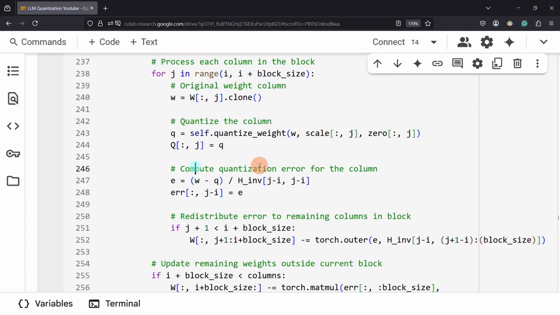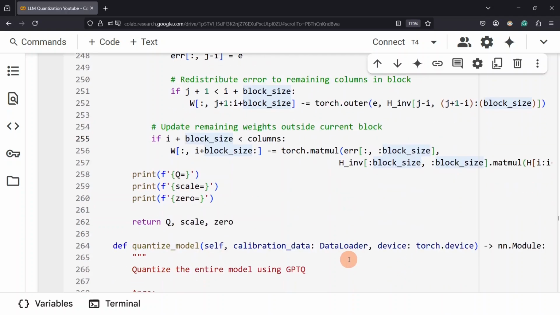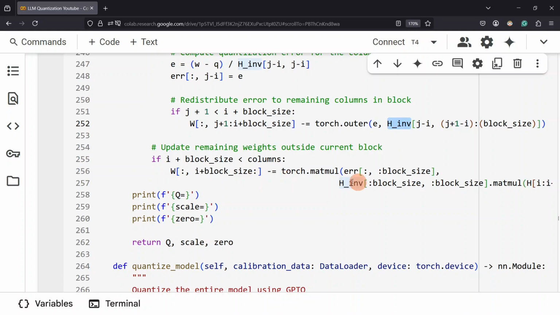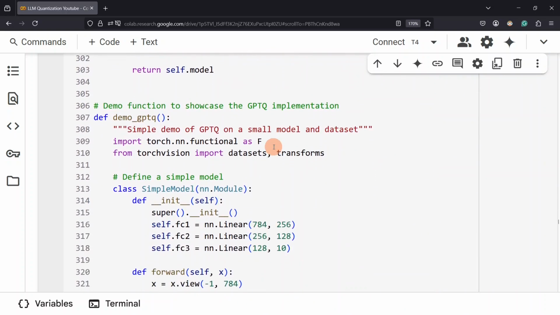We compute the quantization error for the column, and then we use the Hessian information to determine how to adjust the remaining weights in the block. We redistribute the error using the Hessian inverse, and then we utilize the Hessian inverse information to determine how to adjust the remaining weights in the block.